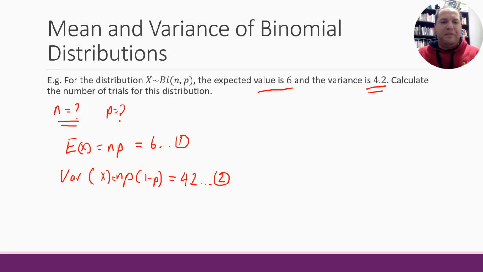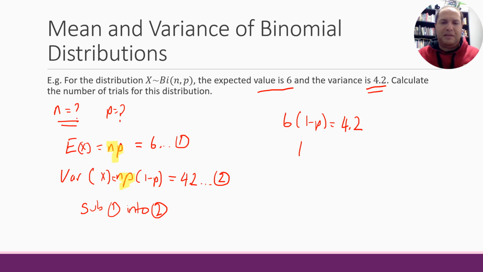Now, how to solve this problem? Guys, notice first of all that in both my equations I do have NP. So NP here, NP here. So what I'm going to do is substitute equation 1 into equation 2 and just take NP out of equation 2 and write in 6 instead. Okay, so sub 1 into 2, and we'll get 6(1 minus P) equals 4.2.